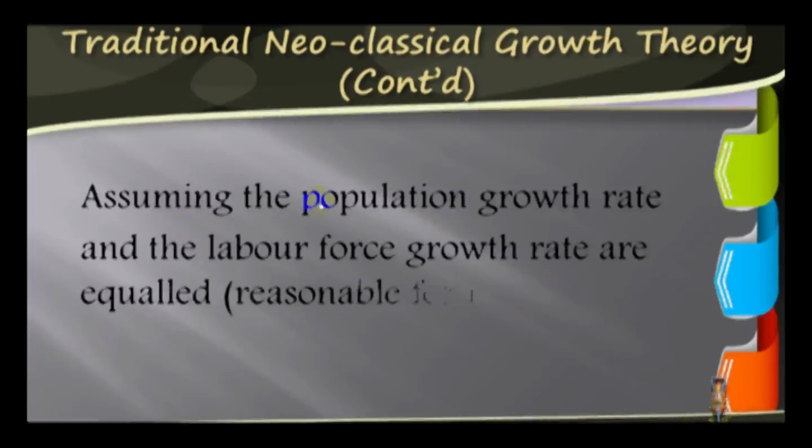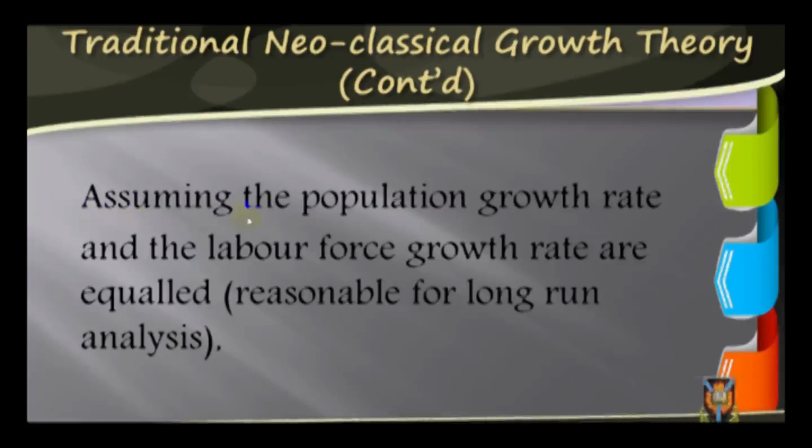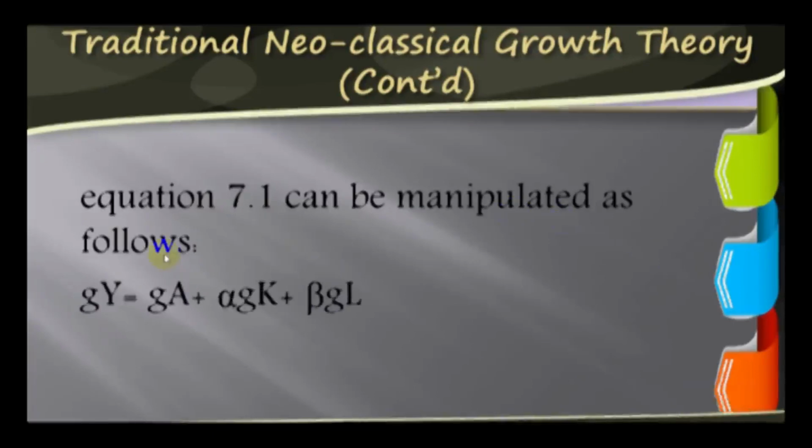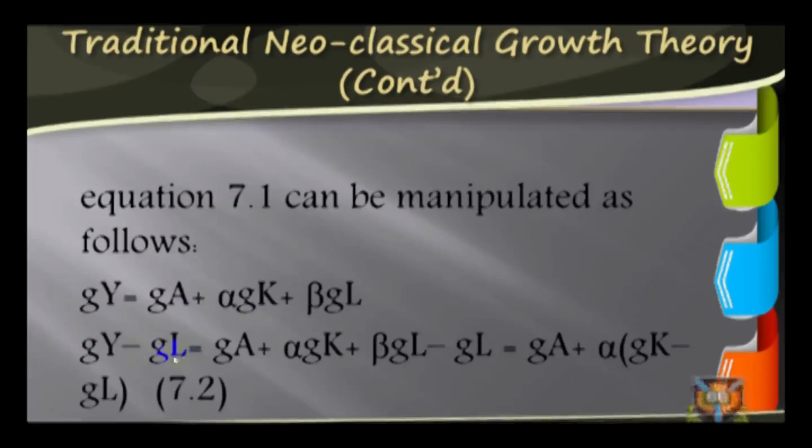Recalling the discussion of the concept of development and the definition of economic development, an expression for growth of output per head is arguably more relevant than that of growth of output. Assuming the population growth rate and the labor growth rate are equal, equation 7.1 can be manipulated as follows. GY equals GA plus alpha GK plus beta GL. GY minus GL equals GA plus alpha GK plus beta GL minus GL, which equals GA plus alpha times (GK minus GL).